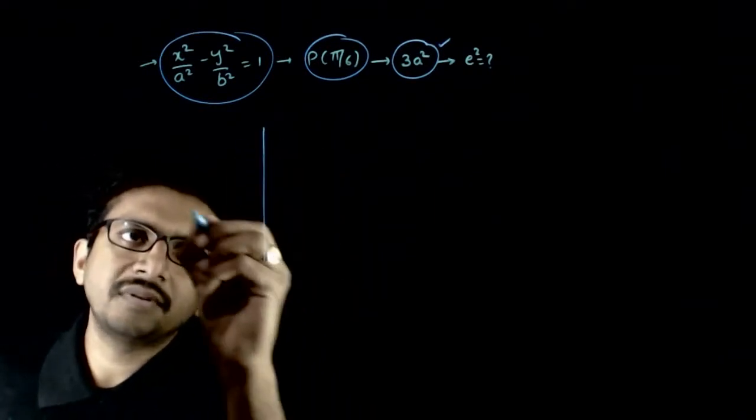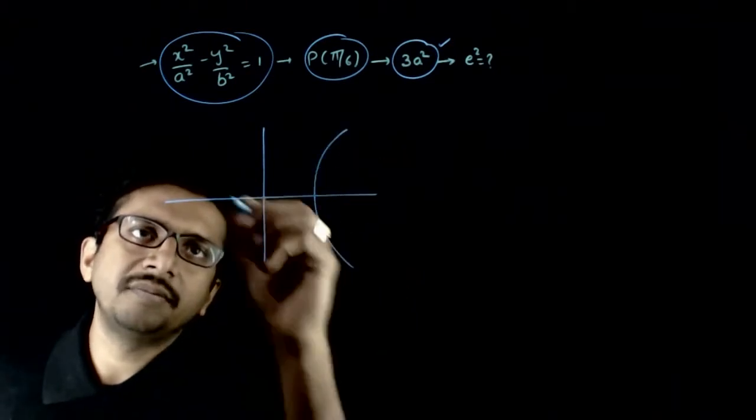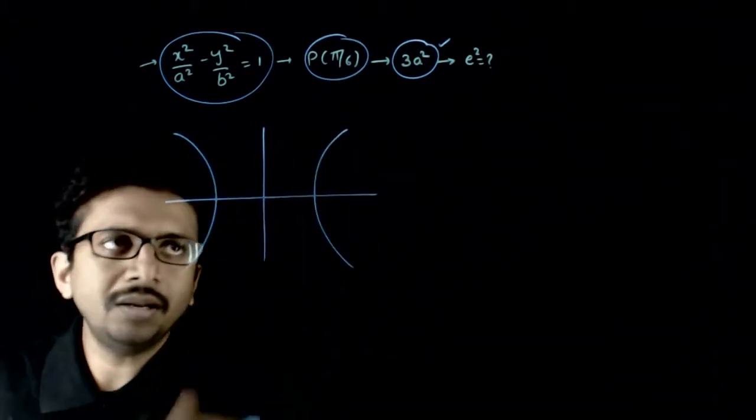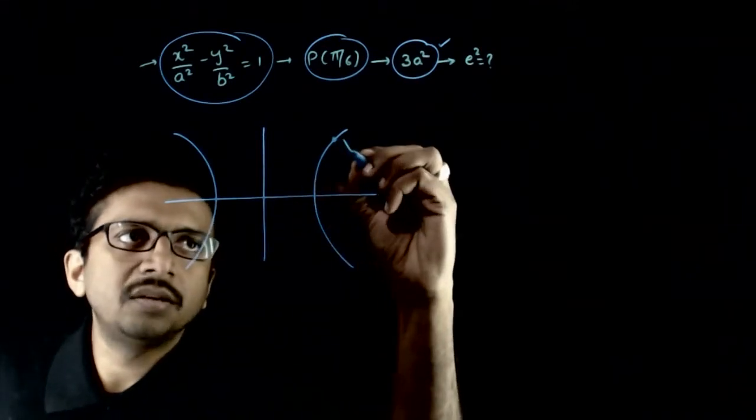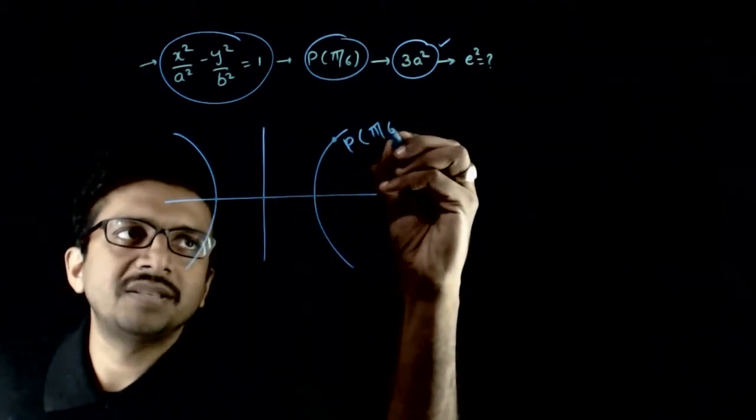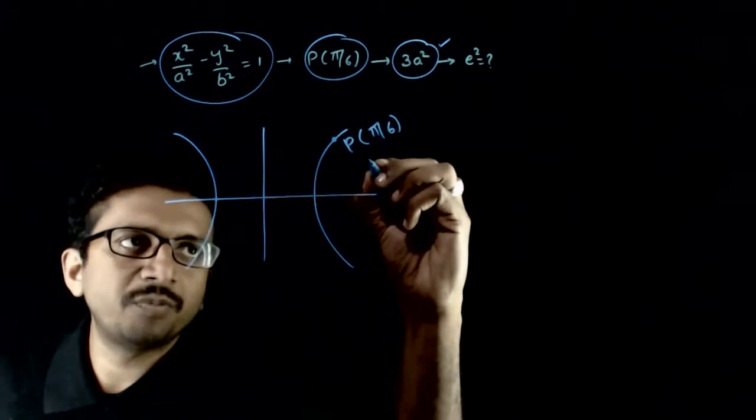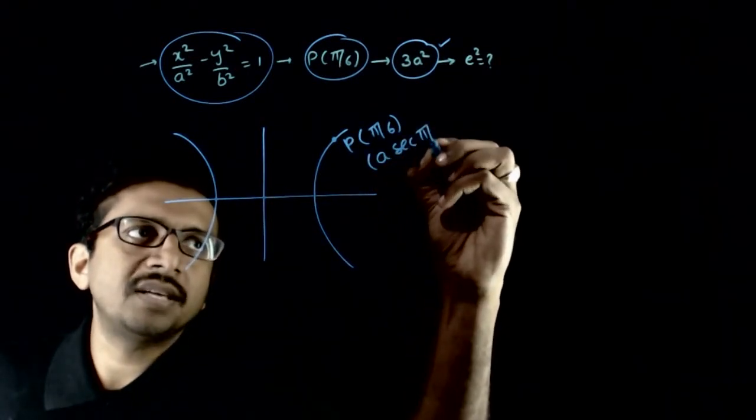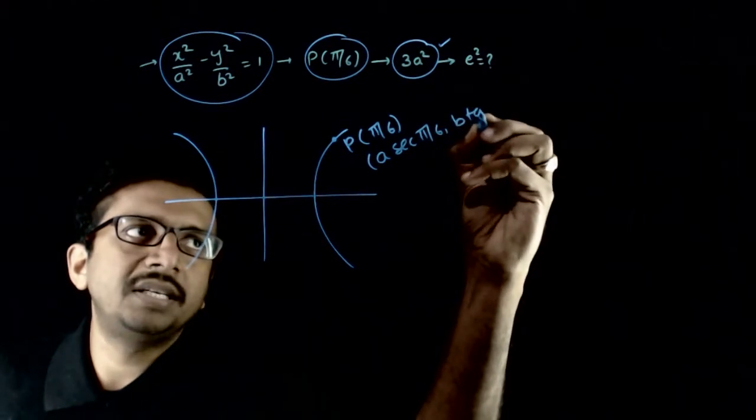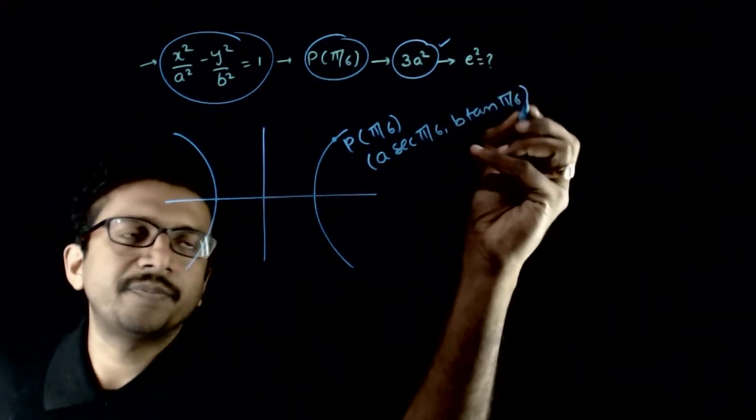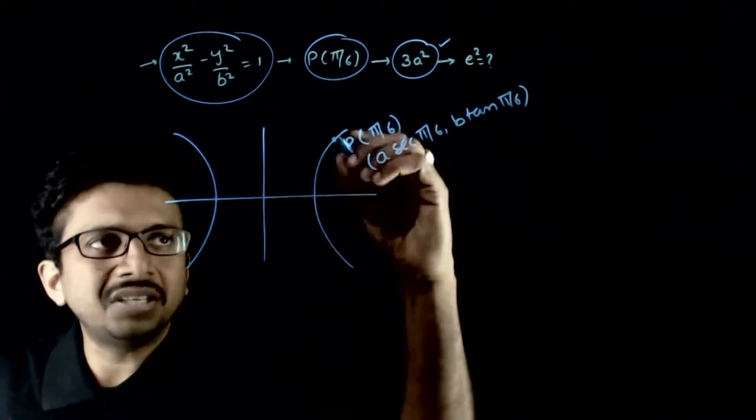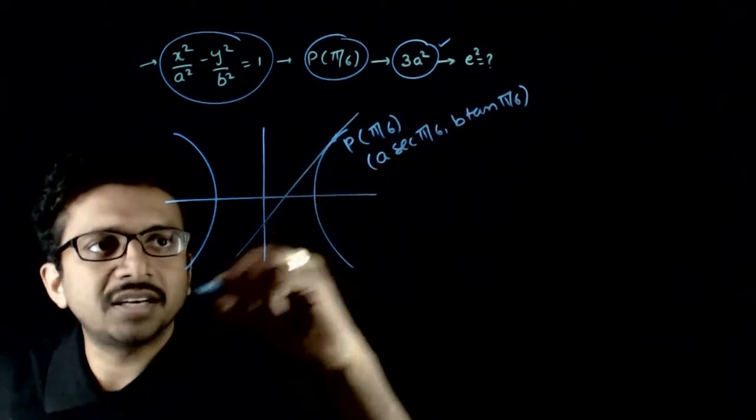So you have a hyperbola x²/a² − y²/b² = 1. You have a point P whose eccentric angle is π/6. That means the coordinates of point P are (a sec π/6, b tan π/6). So now, what is the equation of the tangent at this point?